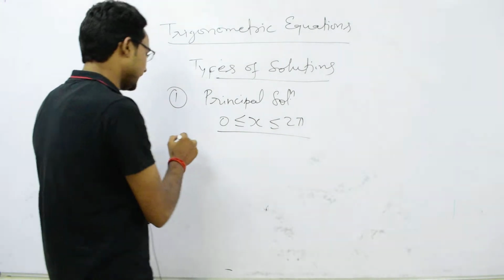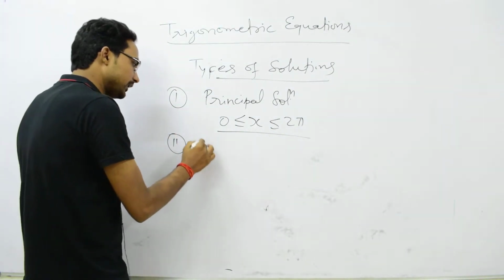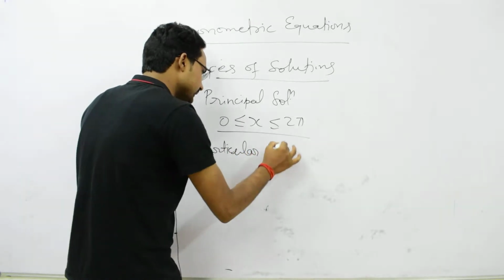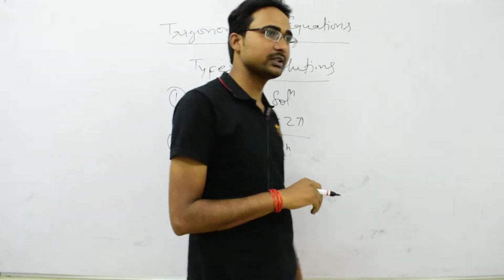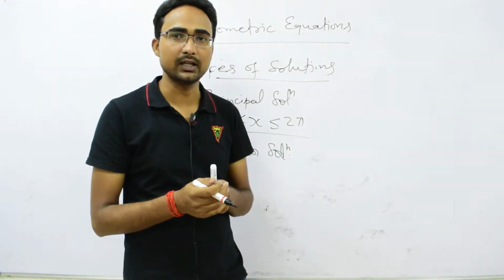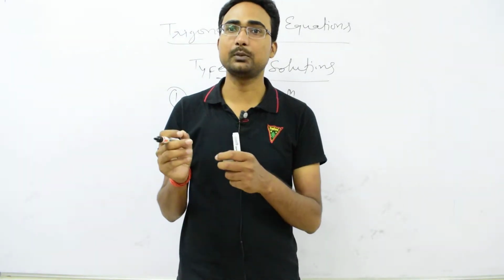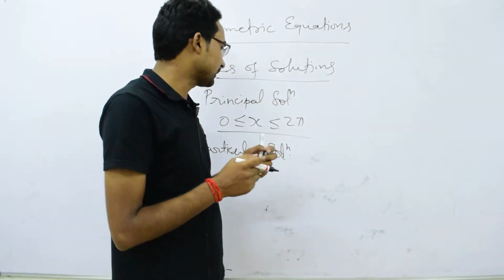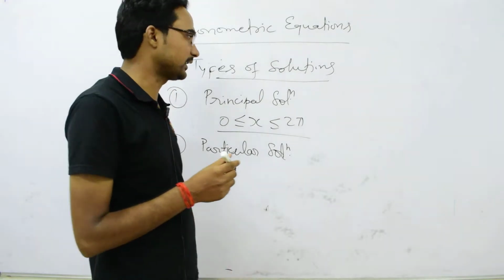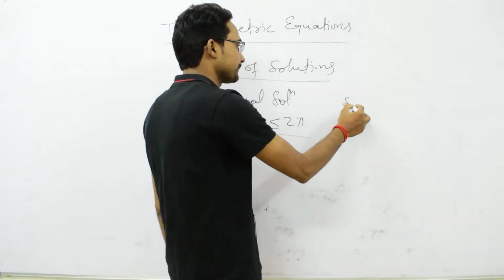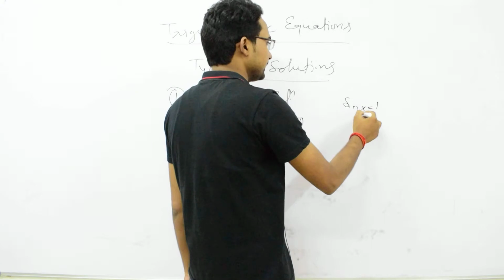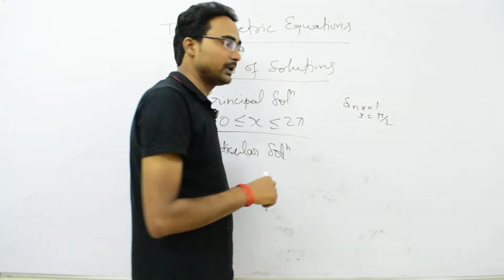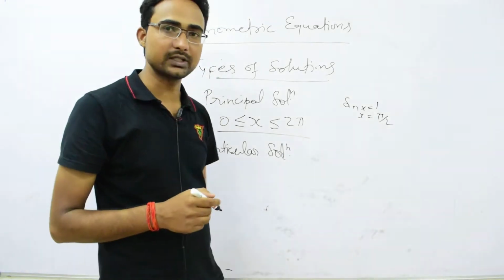Now the second is the particular solution. What is a particular solution? If a trigonometric equation is given and that equation is satisfied for a particular angle, that type of solution is known as a particular solution. Like if sin x is equal to 1, then x is equal to pi by 2, because at x equal to pi by 2 this equation is satisfied. So this is a particular solution.